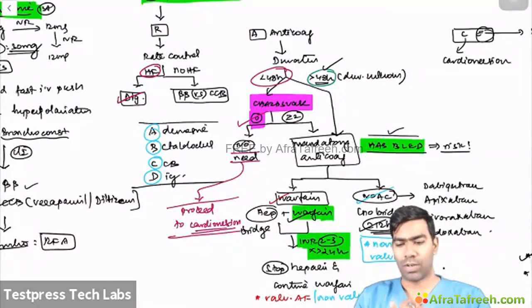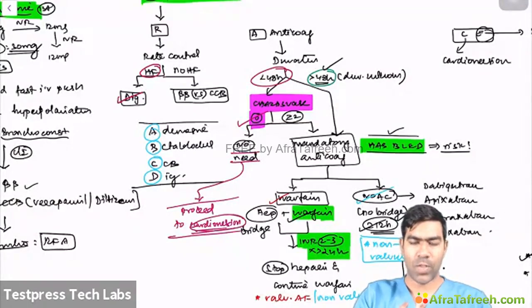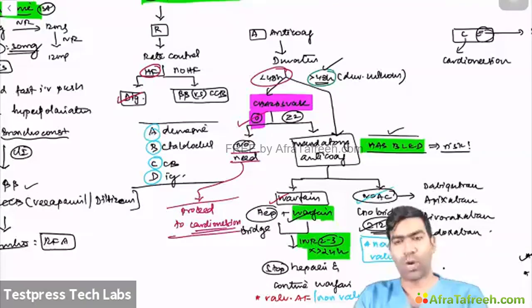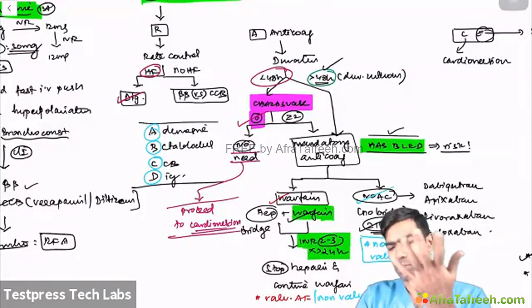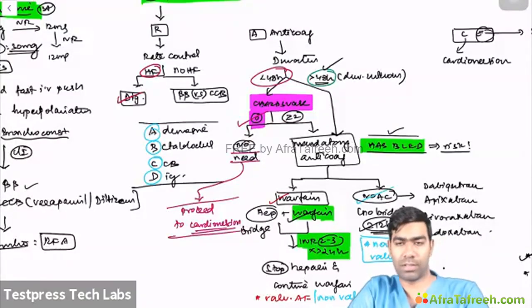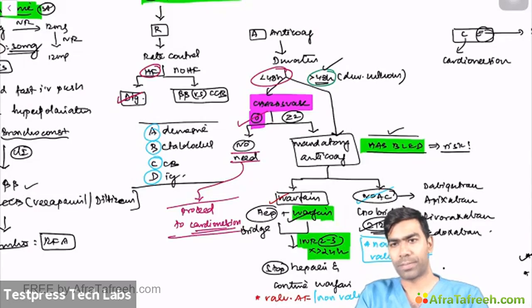Why do you need rate control? Remember, why do you do cardioversion basically? Rijo is asking why we don't want rate control. Tell me why you do cardioversion in the first place. That will answer your question. Tell Rijo why you do cardioversion.